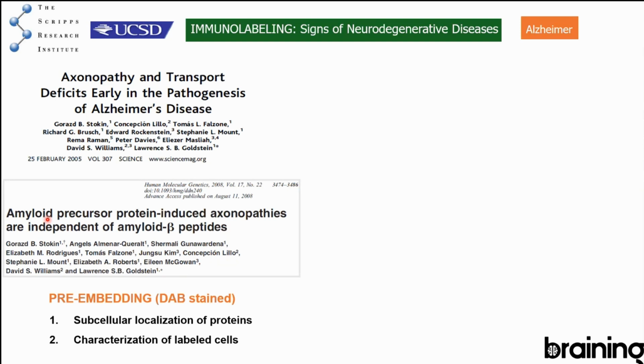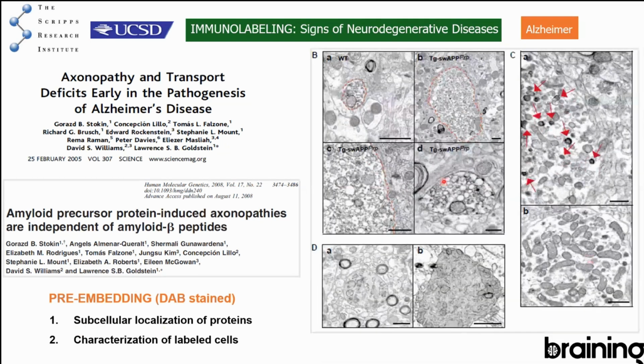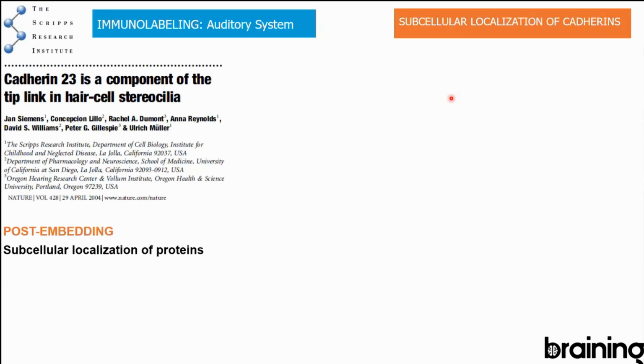And this is also another immunolabeling. This is pre-embedding with DAB stain. We could subcellularly localize the proteins and characterize them. Here you see the darkest part is where the DAB was deposited, and you can characterize in which type of cells you are getting that labeling. Okay, I'm going to go a little bit faster so it's not too boring. I think this is the last one.